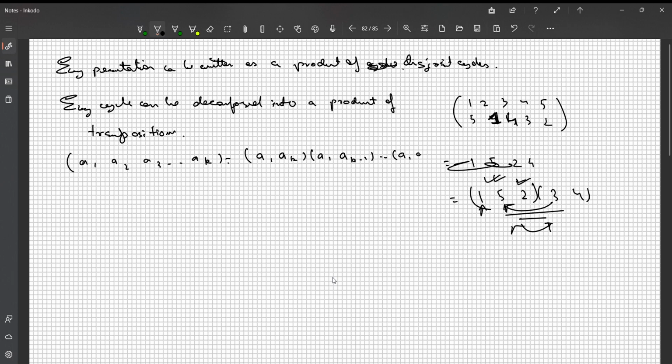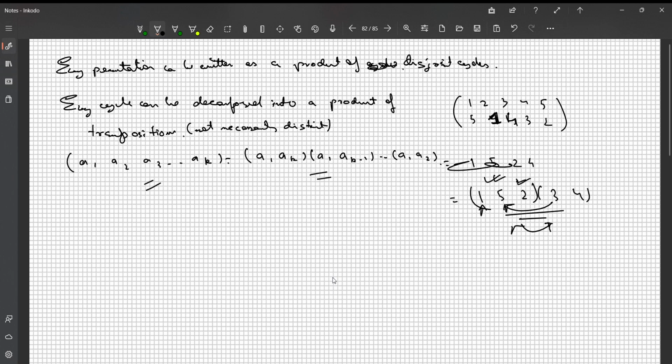And this is pretty trivially noticed, because if you have this cycle, let's say A1, A2, A3 till AK, this can be written as (A1 AK)(A1 AK minus 1) and so on till (A1 A2), and this will do. Clear? You can obviously just consider the right hand part and keep multiplying. You will notice that you will be coming back to this cycle. This is a pretty easy example to understand.